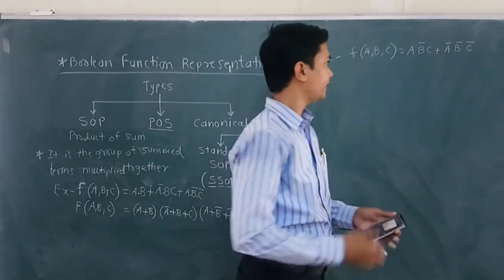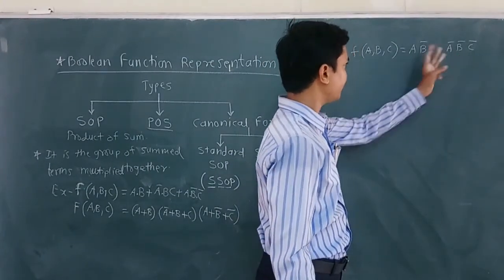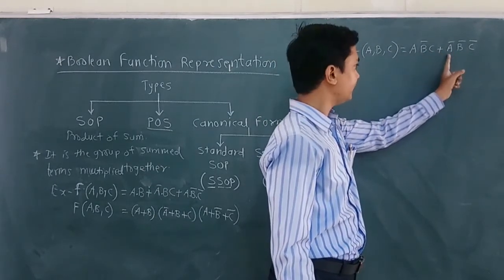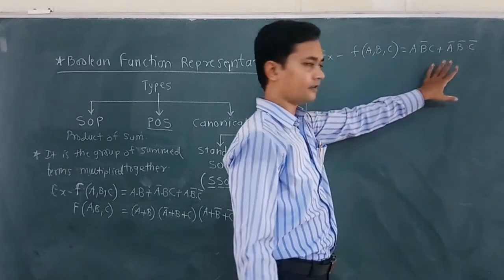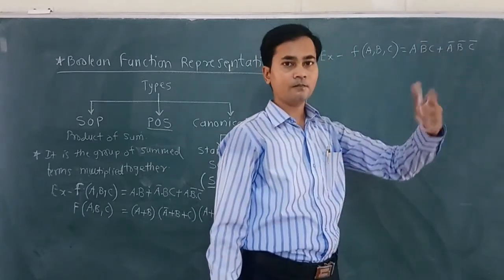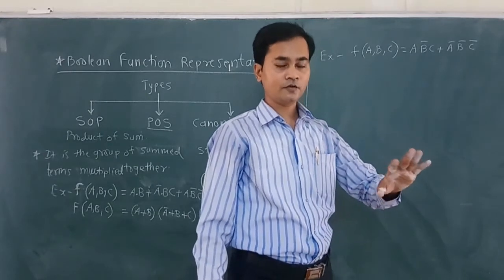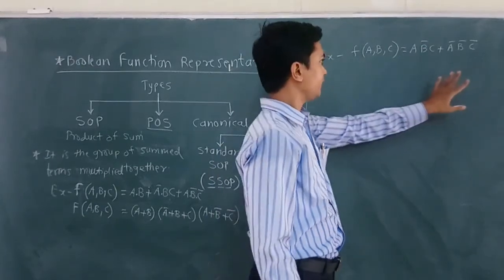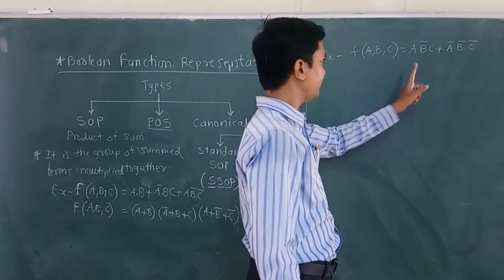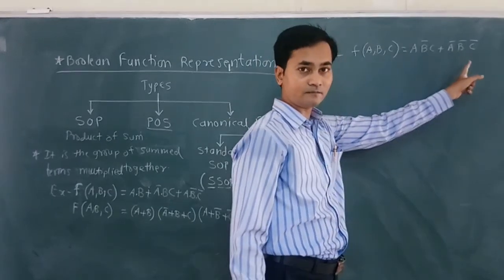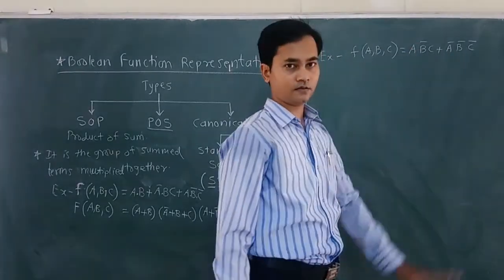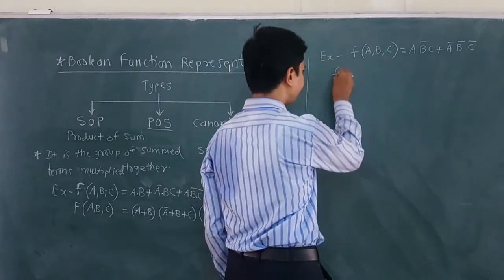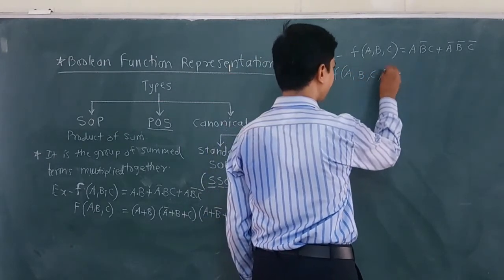Then you will find that each product term has all the variables. A is there, B is there, and C is there. It doesn't matter whether the term has the complemented or non-complemented version, do not see whether it is bar or without bar. The only condition is that each product term should have all the variables. One more example: A comma B comma C comma D.